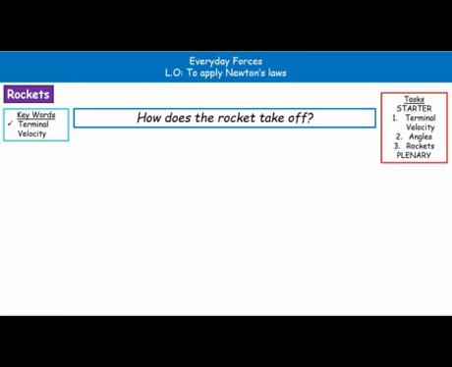So what I'd like to do now is think about a rocket, and we're obviously sending a number of these up into space on a semi-regular basis still. What I'd like you to do is explain, how does a rocket actually take off? So try to use ideas about forces as you do this.